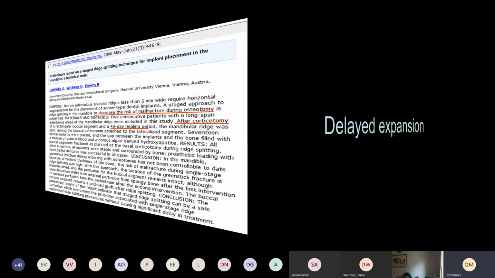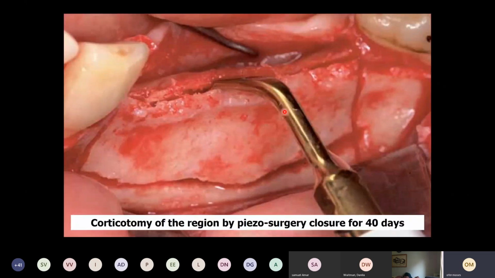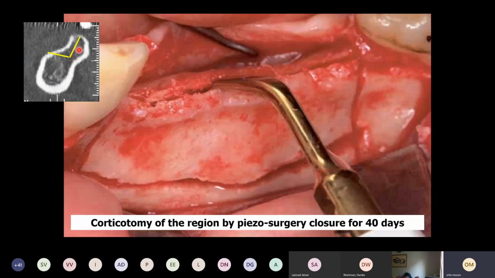Now, as to the delayed expansion, it was described by Isolidis from the University of Vienna. It is very interesting. I tried it several times and it works. It goes like this. First, you design the crestal incision, the distal and the mesial incision, and also the apical incision. And you do a complete incision from all directions, but without removing the plate from its place. And you close the soft tissue for 40 days. After 40 days, by the way, this is the line of the incision on the upper left part of the screen, but we did not push this block outside. We just left it in place and we closed the site immediately.